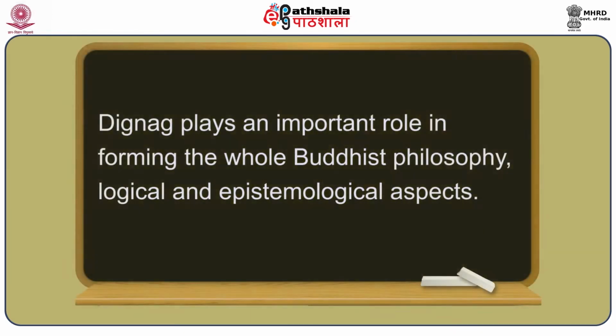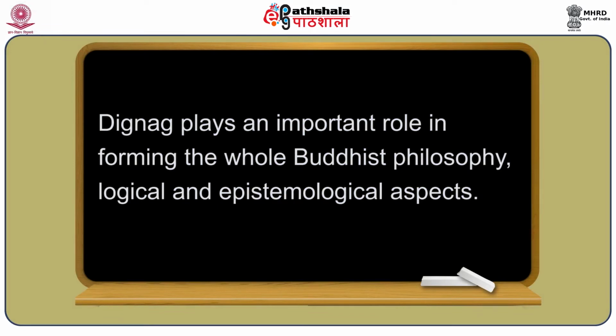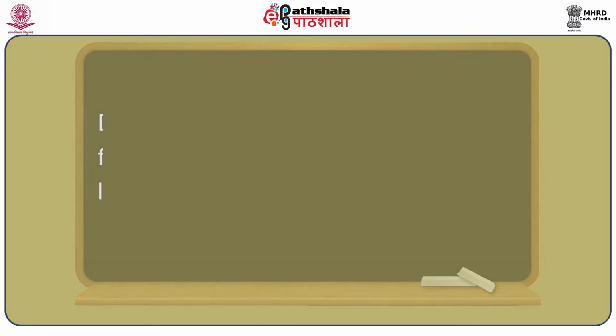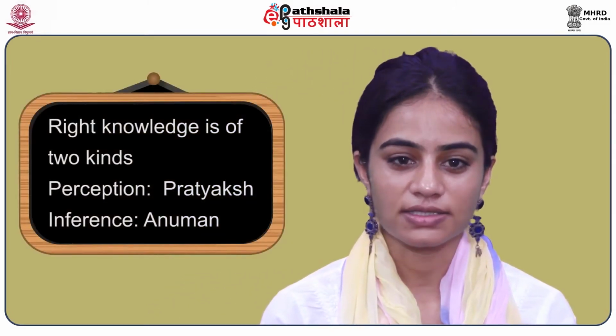Today we're going to talk about Module 3, which is on inference. Inference forms an important part of Buddhist logic and epistemology. When we look at logic and epistemology, we see that Dignag plays an important role in forming the whole Buddhist philosophy as well as its logical and epistemological aspects. Dignag and other Buddhist scholars mentioned that right knowledge is of two kinds.